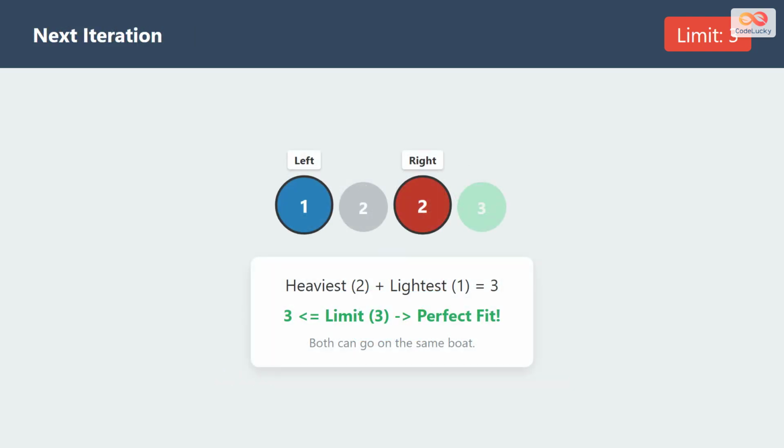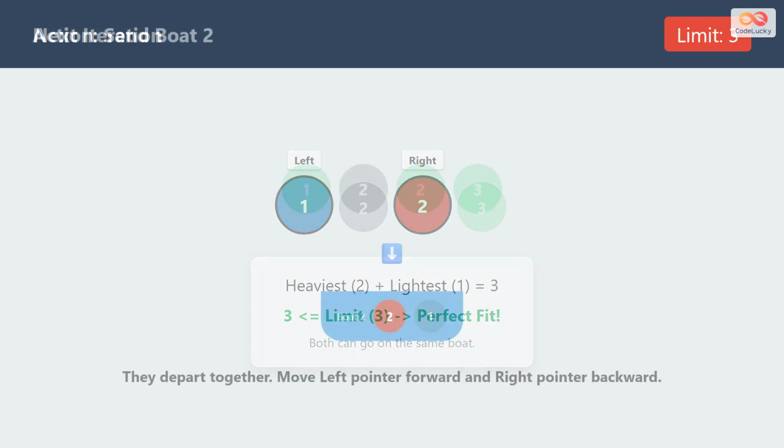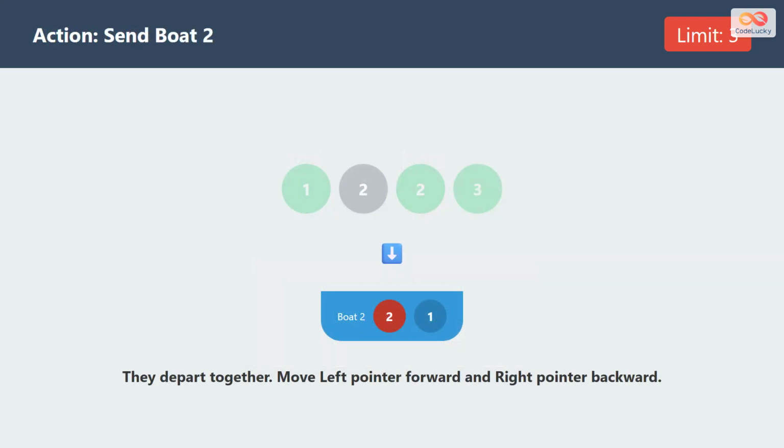Now our heaviest remaining person weighs 2. Our lightest person still weighs 1. We check the sum. 2 plus 1 equals 3. This is exactly equal to our limit. It is a perfect fit. Because they fit, we put both of them in the second boat. Now we have rescued everyone. We move both the left and right pointers inward, and since they have crossed each other, we know we are finished.